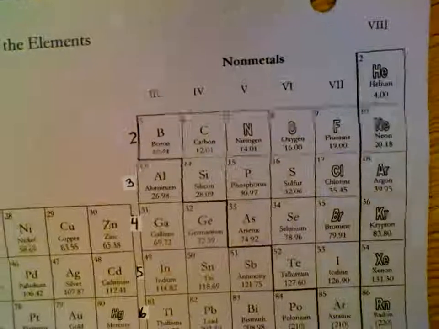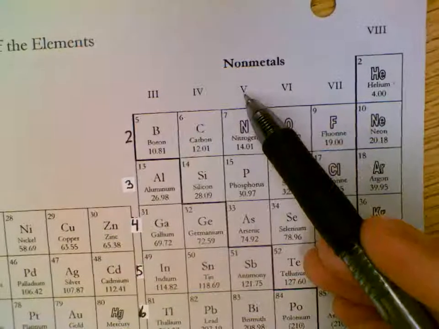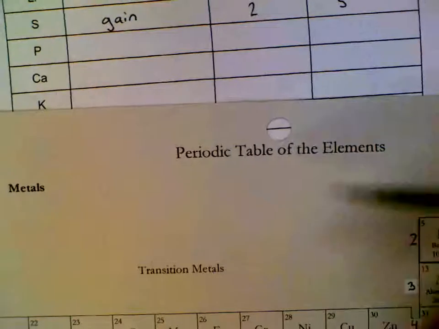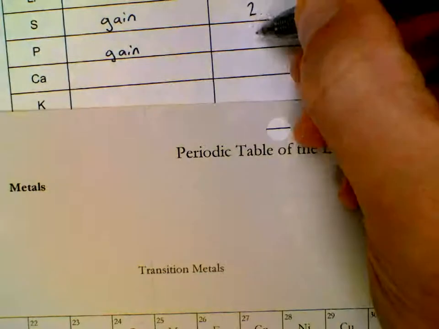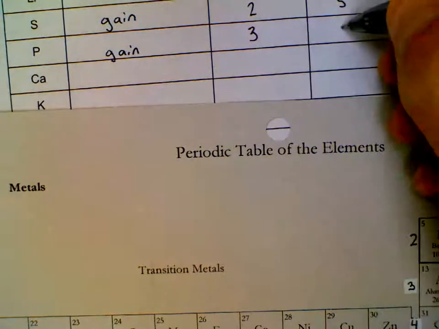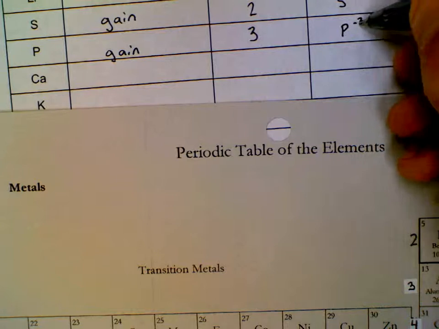Phosphorus is in group 5. It's right here. It's easier for phosphorus to gain 3 than it is to lose 5. Gains 3, it'll become a minus 3 because it's getting those 3 negative charges.